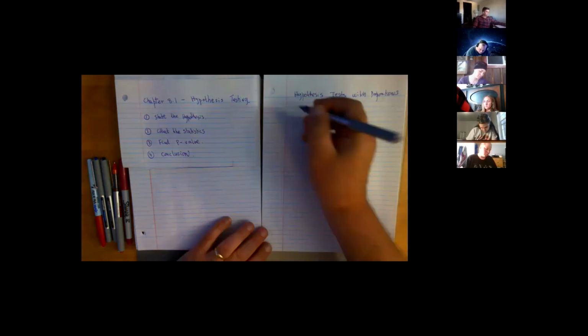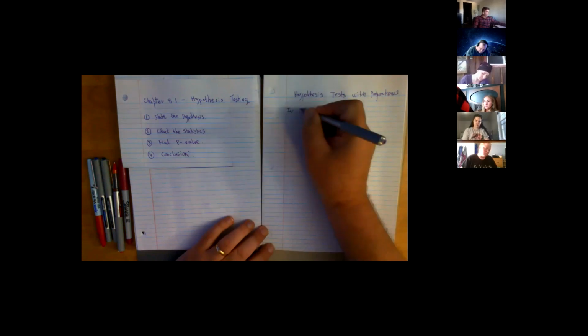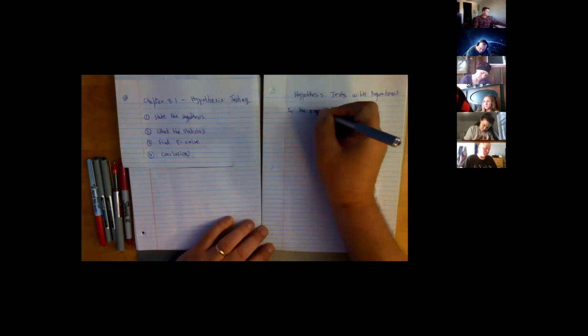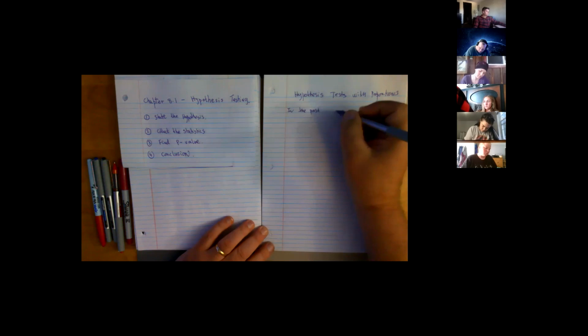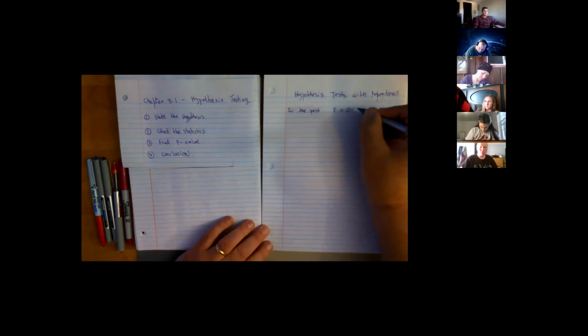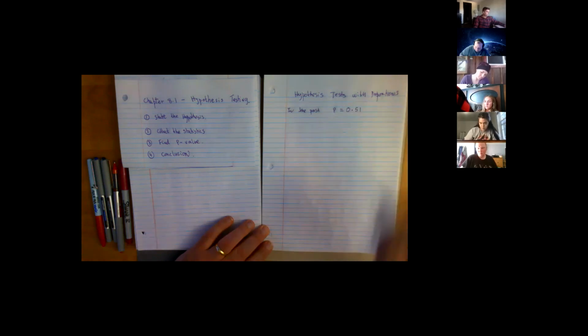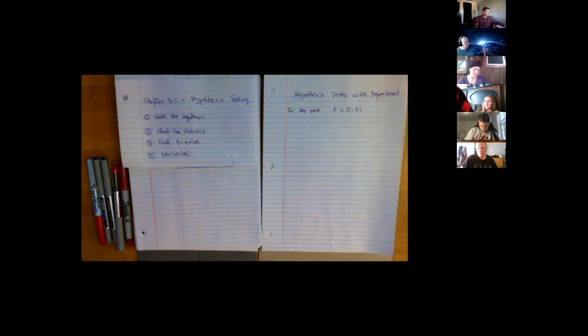Yeah, with percentages. So here's my first story. In the past, the percentage of people who were in favor of capital punishment, right, people being hanged for serious crimes, was 51%. Now, in the past could mean 10 years ago, it could mean 100 years ago, whatever it is, right?